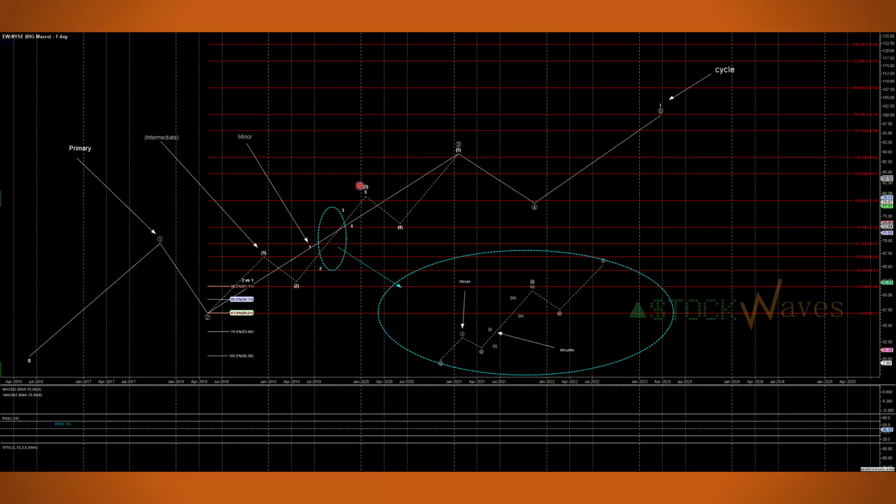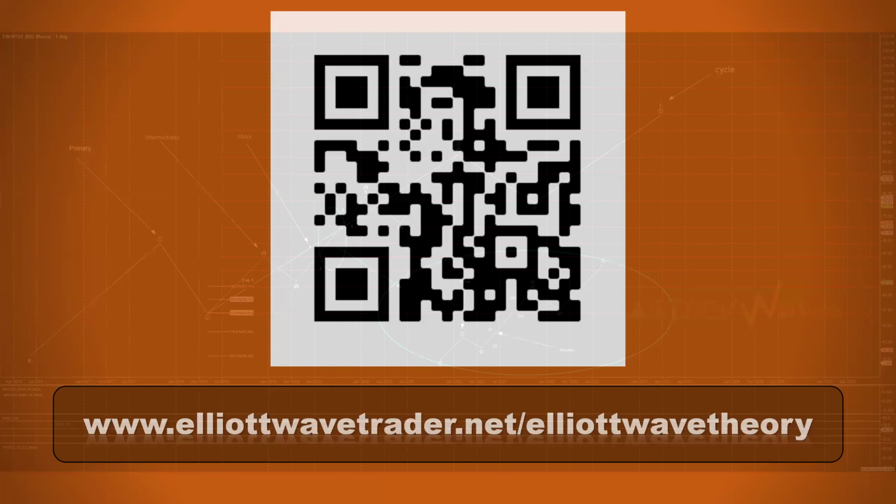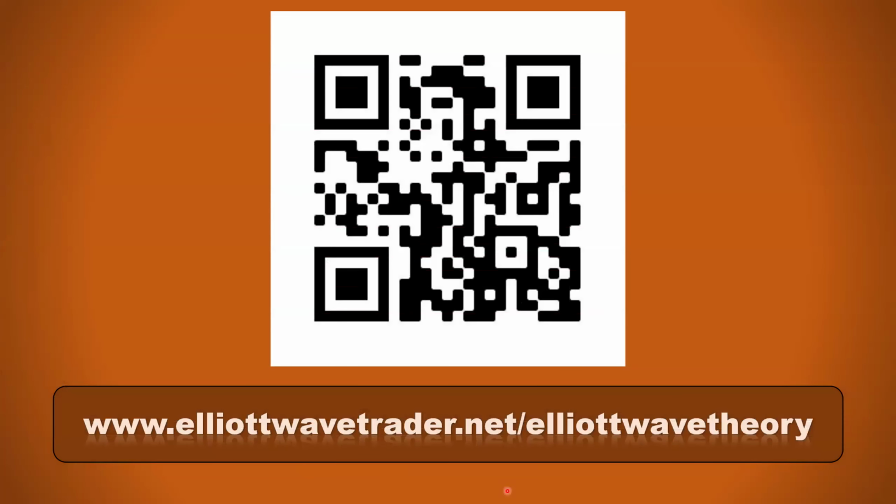So we're really looking down and zooming in at multiple different levels to make sure that we're balancing the equation, that we have the proper number of subwaves on either side, especially if it's an impulse, to make sure that works and is kosher.